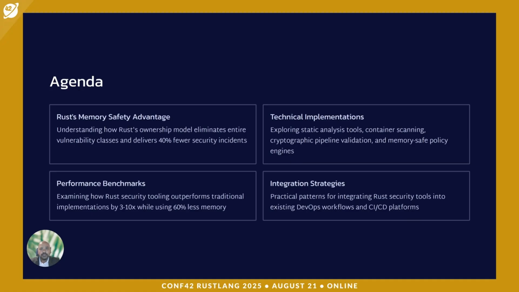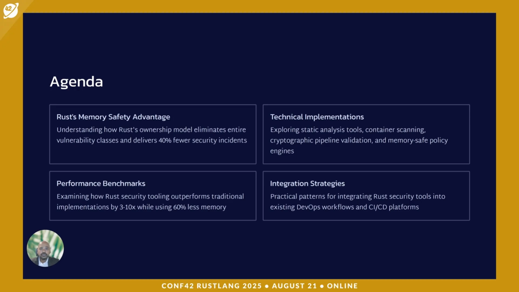Next, we will explore technical implementations, real-world examples like static analysis tools that block insecure code before it compiles, lightning-fast container scanners, cryptographic pipelines that stop supply chain attacks, and memory-safe policy engines. Then we will review performance benchmarks showing how Rust tools can run 10x faster than Go or Python using 60% less memory, with examples from Cloudflare, Dropbox, and Discord. Finally, we will discover integration strategies so you can bring Rust into your DevOps workflows, whether it's Git hooks, Kubernetes admission controllers, or API gateways, without major disruptions.